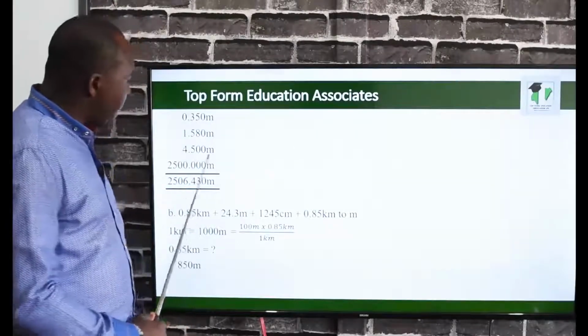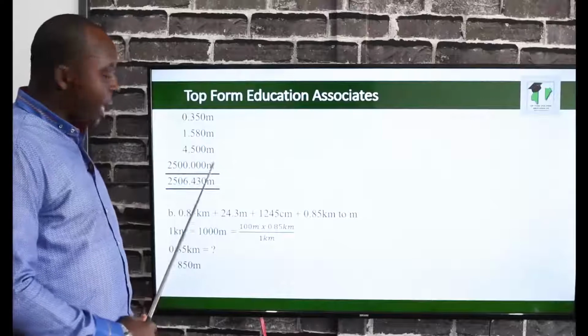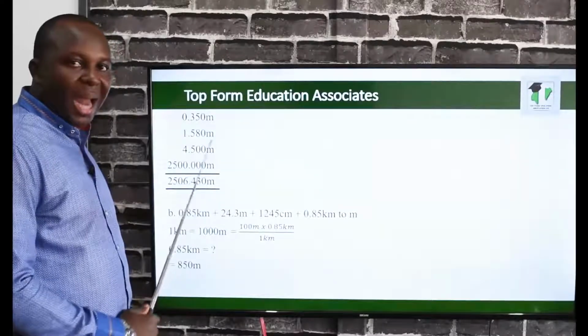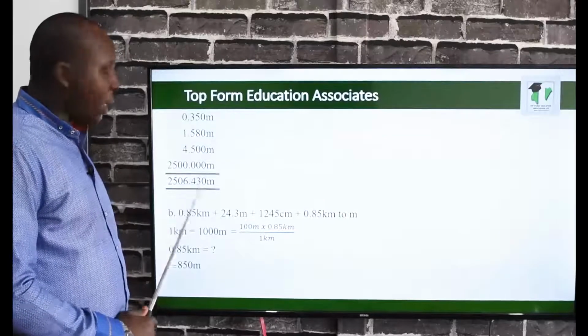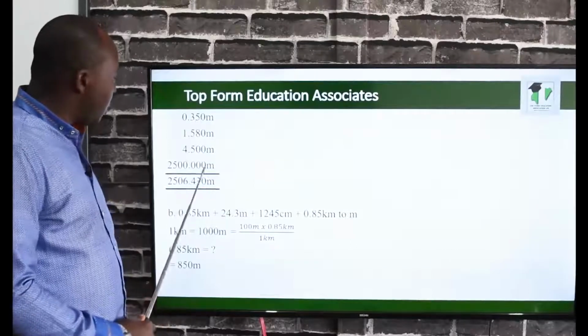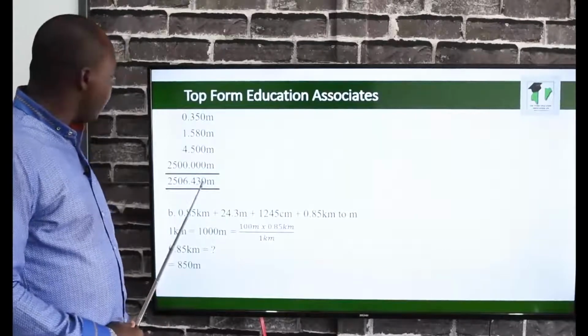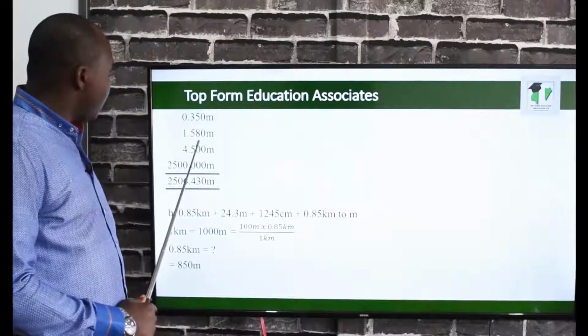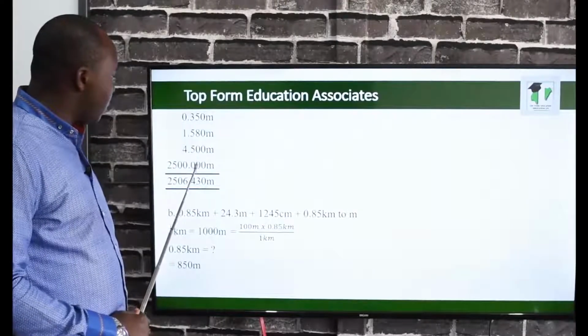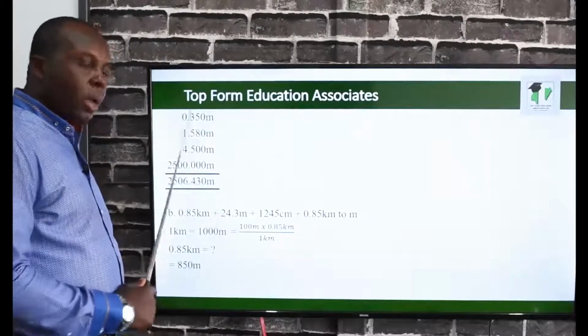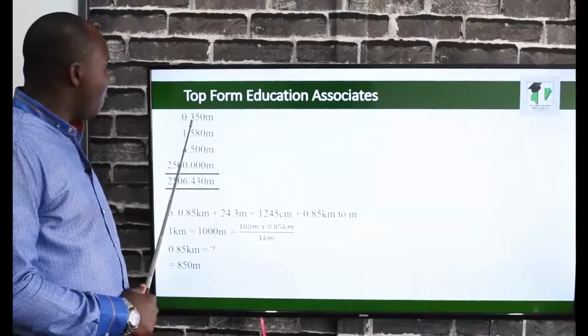So we can look at it now that all are now in meters. So we can now add them together. So 0 plus 0 plus 0 give me 0. 8 plus 5 give me 13 plus 0, 13. We write 3. Carry 1 to this one, which will give me 4.